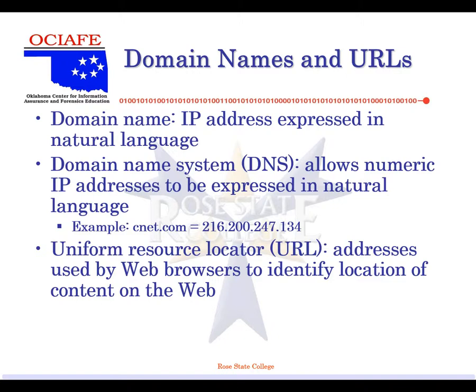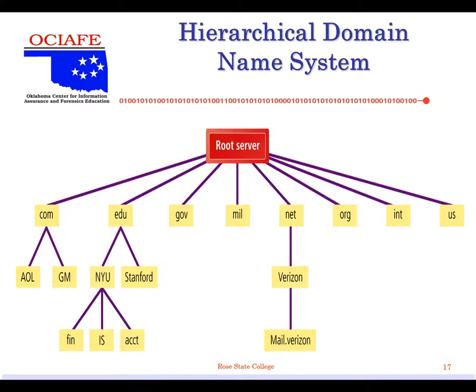You can very easily translate, but DNS domain names translate to URLs. A URL is an address that web browsers can understand. Now here's something I actually asked on the test the other day, and a lot of people got it wrong. We have root servers. Anyone know how many root servers there are in the entire world? There's 13.